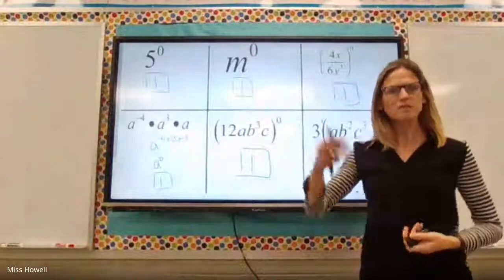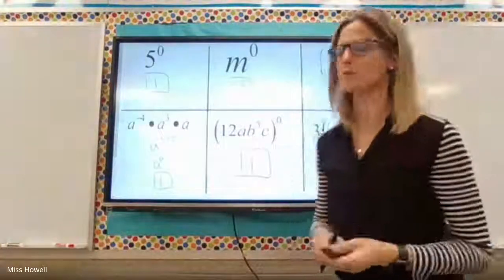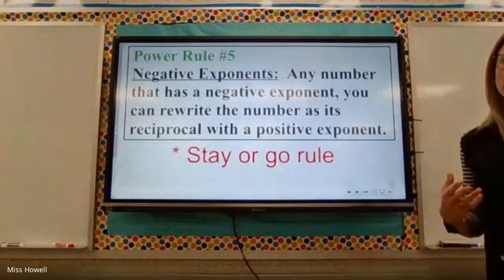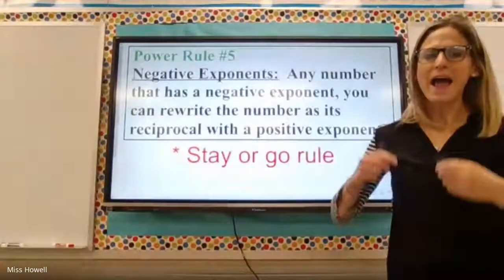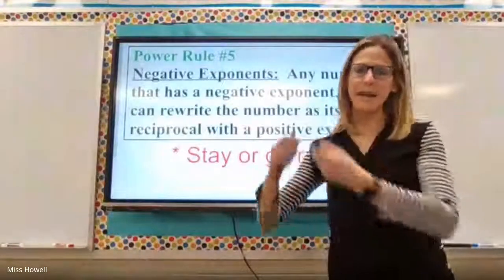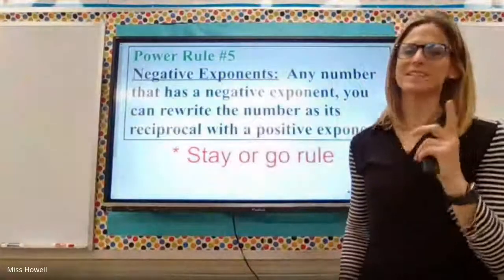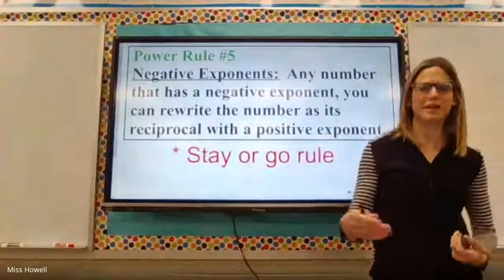Something to the 0 says don't write that item, and all you have left is the 1 times what was originally there. And then rule number 5, which in my opinion is the trickiest of them all: when I have a negative exponent, I have to simplify and make it a positive exponent. I will never leave a final simplified version with a negative exponent still involved, and so I need to use what I'm calling the stay or go rule.